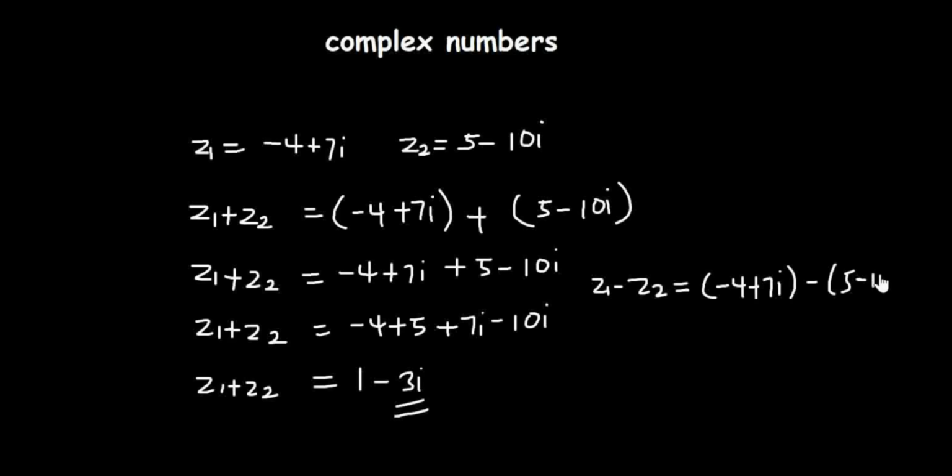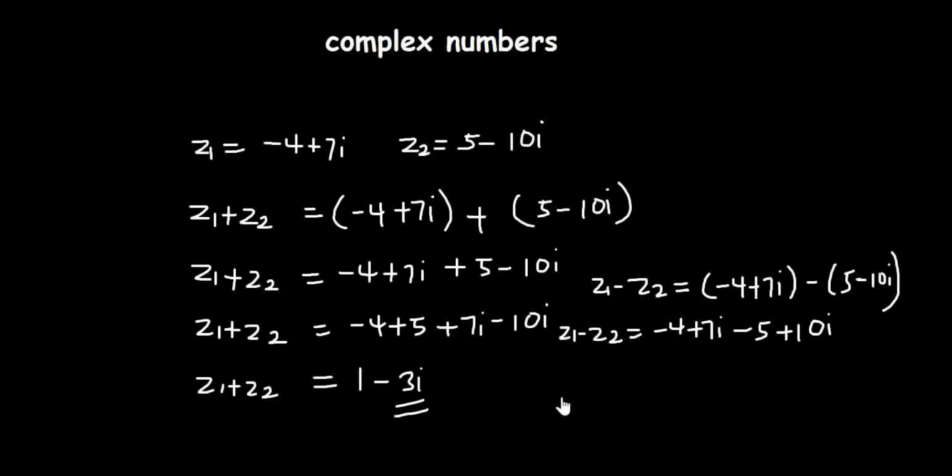5 minus 10i. Okay. This is what you have now. So now let's continue. So this will give me z1 minus z2 to be equal to minus 4 plus 7i. And then considering this part, you are going to distribute the negative sign to the values in the bracket. So that is minus 5 plus 10i.